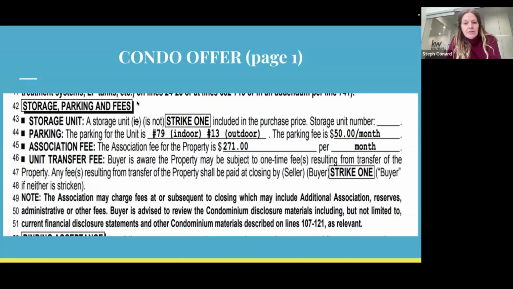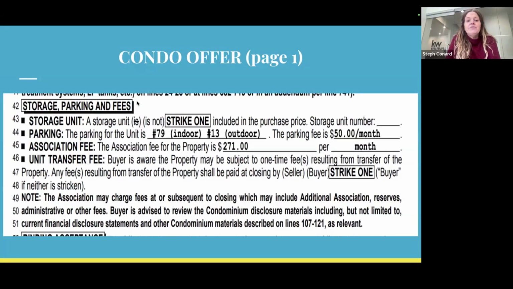Typically, it is a fee per month. Sometimes it could be quarter by quarter though. So there was an association that I worked with recently that was billed quarterly and not monthly.